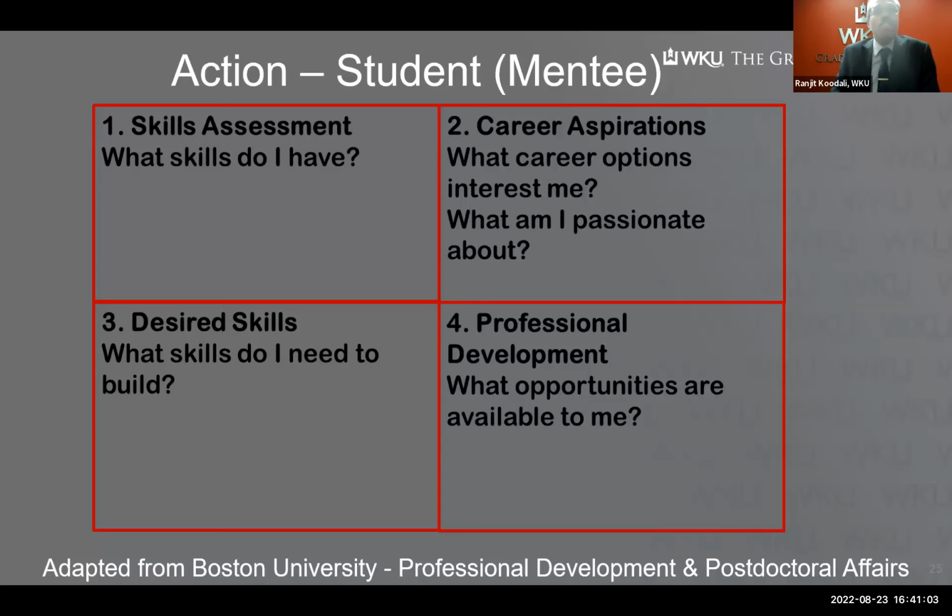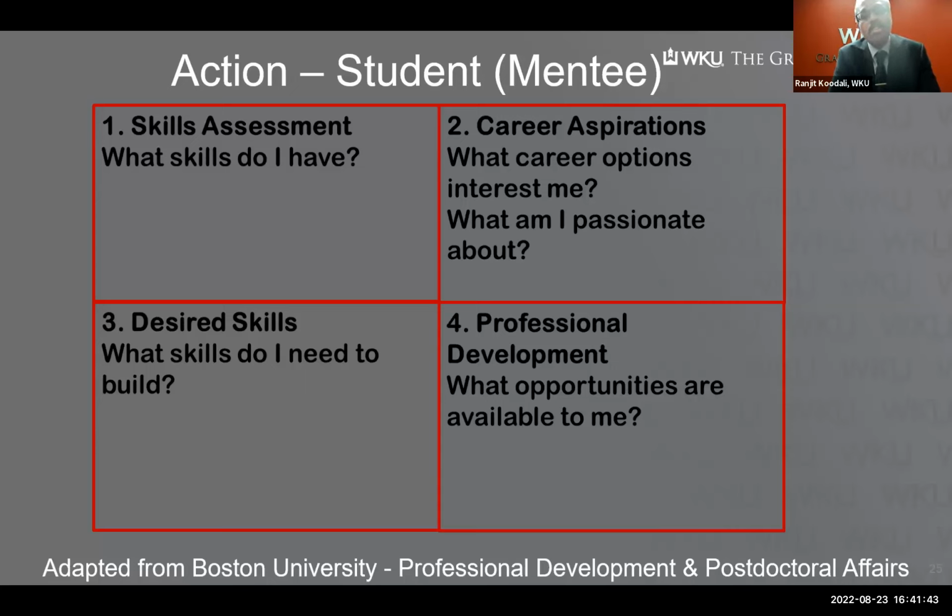A mentee or student should have completed the myIDP and should make a list, 3 to 5 bullet points, of what skills they have. And then they go to the second quadrant, the upper right, and write what career options interest them and what they are passionate about. Because your mentor should know what skills you have, what your passion is, and what options interest you. And then you'll notice that there may be a gap between 1 and 2. You want to be something, but you do not have the skill sets. So that is where you have to make note of what skills you would need.